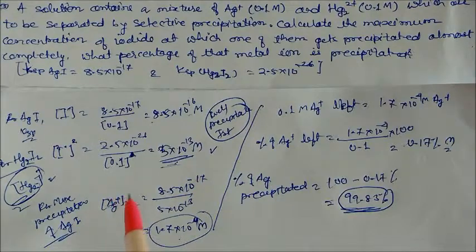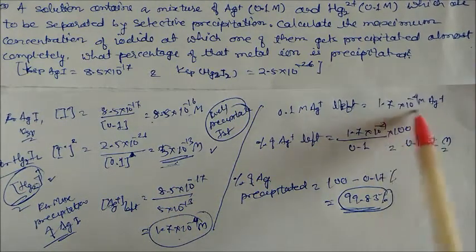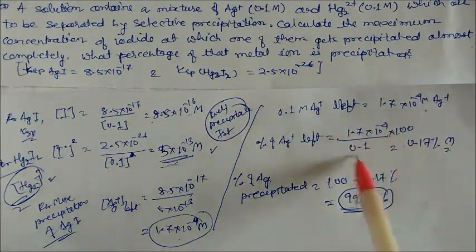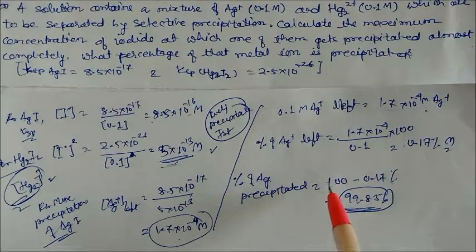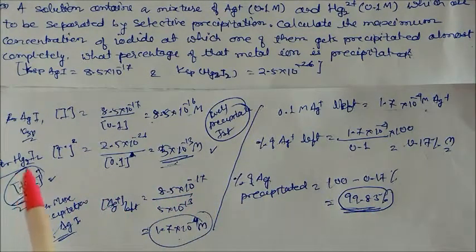So how much silver is precipitated? The other silver is precipitated. This is the soluble silver, so you just divide it and you get the result in terms of percentage. Taking 100% as total, 100 minus this much, so 99.83% of silver iodide is precipitated. For the second precipitate, we have to take the third value, and that will give you the maximum precipitation. So that we will see in other types of questions.